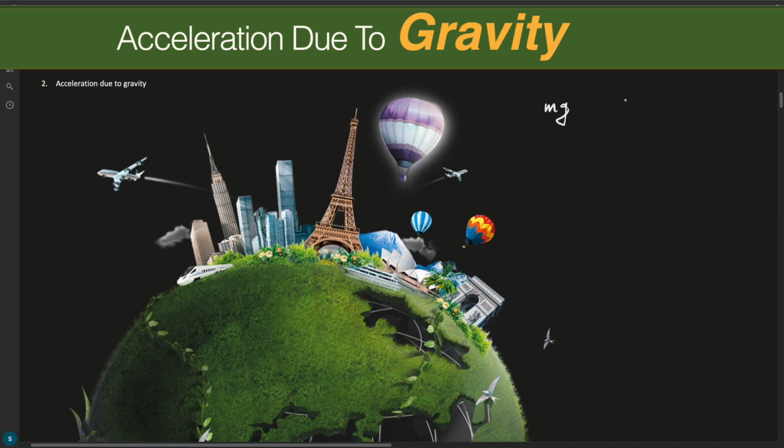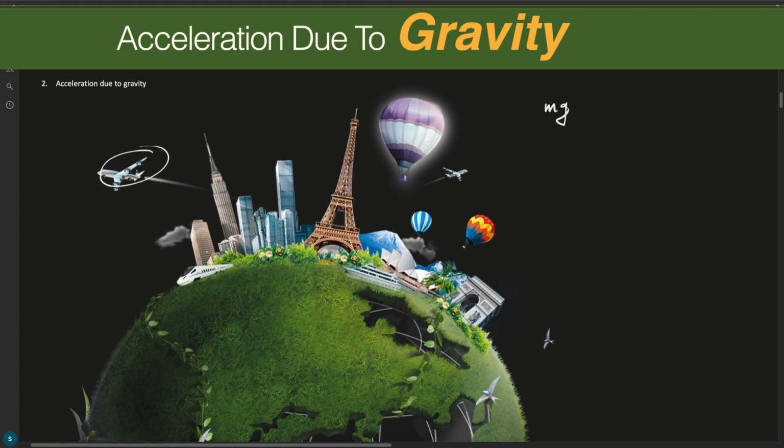If we talk about, for example, this plane flying, what is the weight of this plane? Or, for example, this train is moving, so what is the weight of this train? If we dig deep, you will be able to understand that it is the force experienced by the object due to the earth.